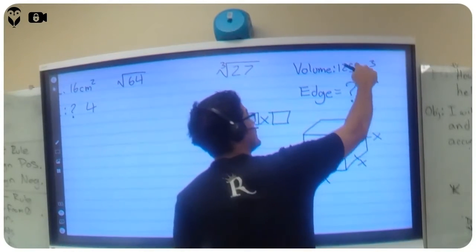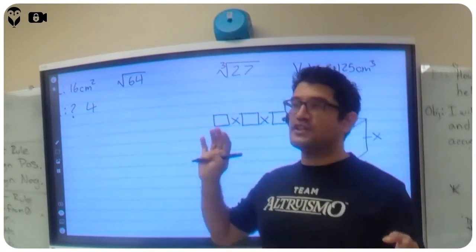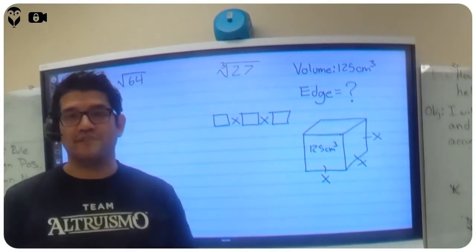Now, the clue is that it's odd. So you automatically know that you're dealing with odd numbers. So you're not doing 2, you're not doing 4, you're not doing 6, you're not doing 8. You're doing odd numbers.